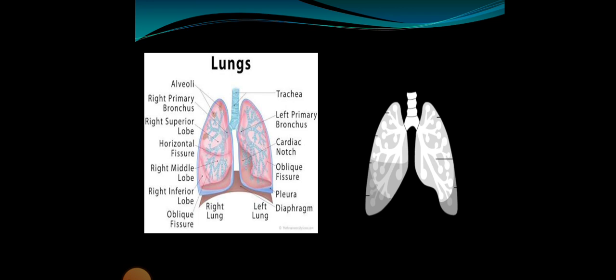The lungs contain various structures: this is the right lung and this is the left lung. In the right lung there is alveoli, a right primary bronchus, a right superior lobe in this region, and horizontal fissure, and right middle lobe in this region, then a right inferior lobe in this region, and oblique fissure. And in the left lung, it is the same, starting with the trachea, and then the left primary bronchus, cardiac notch, and oblique fissure, and the pleura and diaphragm.